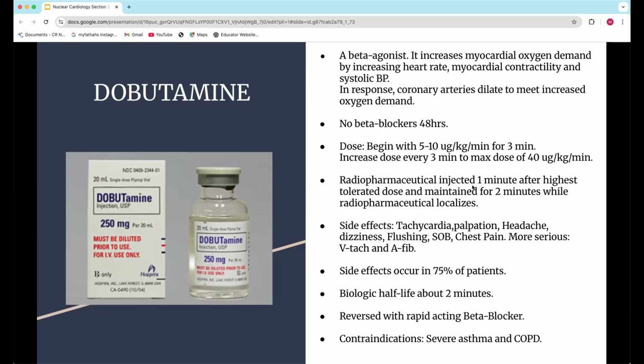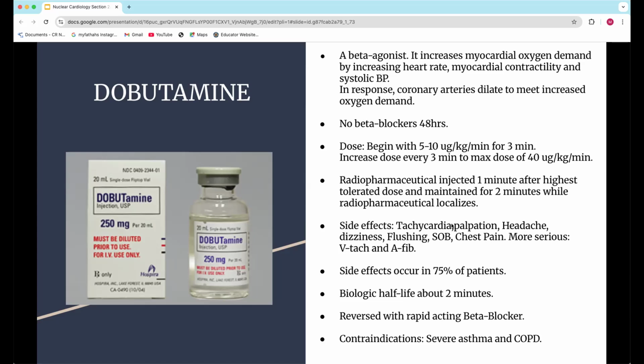In terms of side effects, this is probably the worst for side effects. This is the one that makes people feel crappy the most. And I mentioned some of those side effects down here: tachycardia, palpitation, headache, dizziness, flushing, shortness of breath. More serious ones can be VTAC and AFib, but patients don't like dobutamine. Most patients feel pretty crappy on dobutamine.